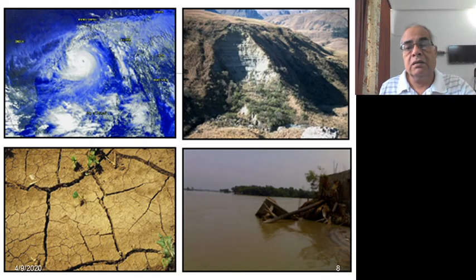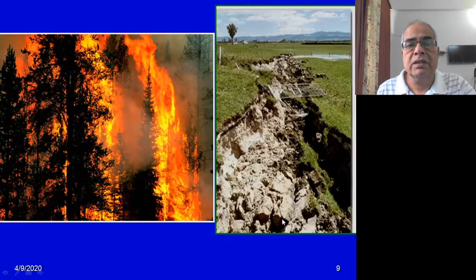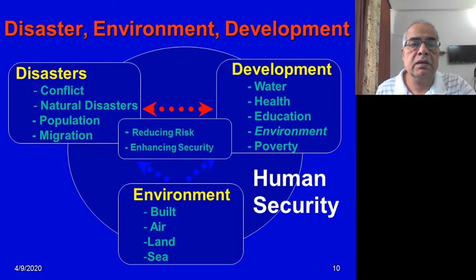Just some of the images you see: on the left hand side top you are seeing the formation of a cyclone. On the right hand side, on the top, you are seeing the landslide or mass wasting, the drought, the floods. To visualize it, you have the forest fires, and then again you have the deep erosion or the formation of gullies.